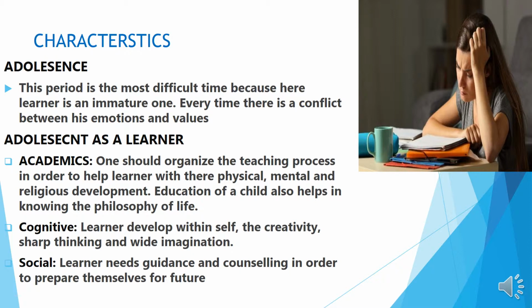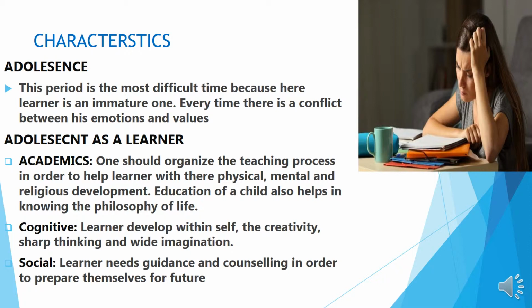Learner needs guidance and counseling in order to prepare themselves for future. Now when a child is being social, if we see from childhood to adulthood, we are social, and it depends in our childhood on the environment and the social people outside how we are going to learn. But when we are small, there is a stability in our social adjustment. But when we become an adult learner, there is a problem in adjustment.